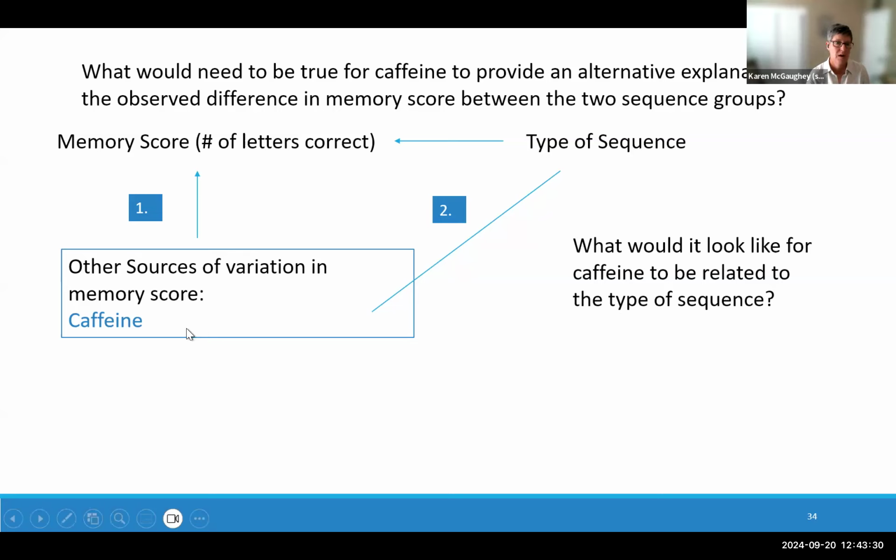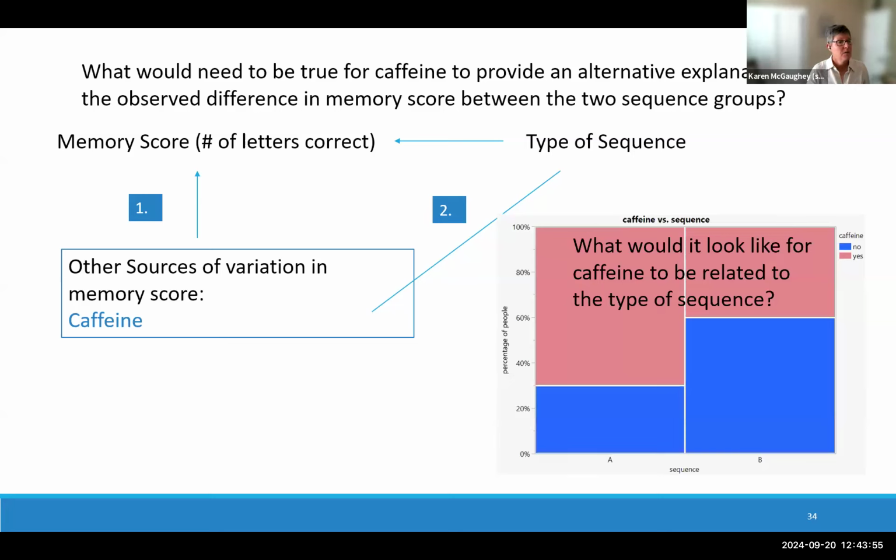Okay, so caffeine is a categorical variable. Type of sequence is a categorical variable. So what kind of graph would we need to look at? I've already talked about stacked bar charts or mosaic plots with my students. And so what would that graph look like if caffeine was in fact related to the type of sequence? Well, it might look something like this.